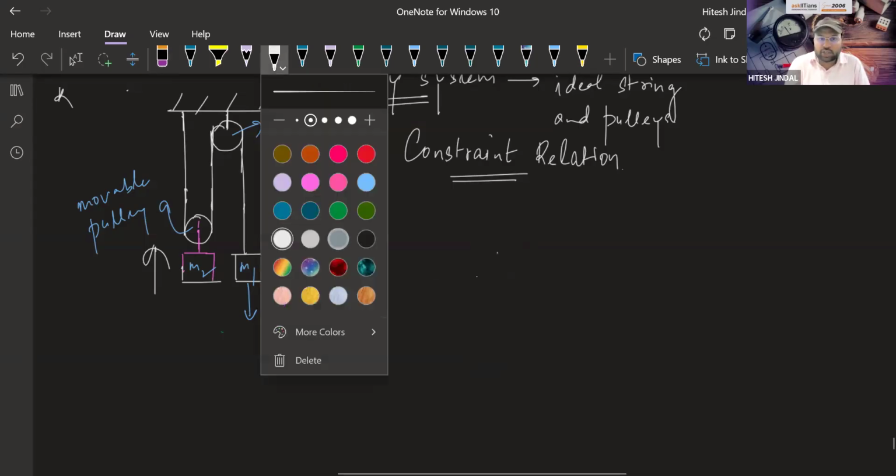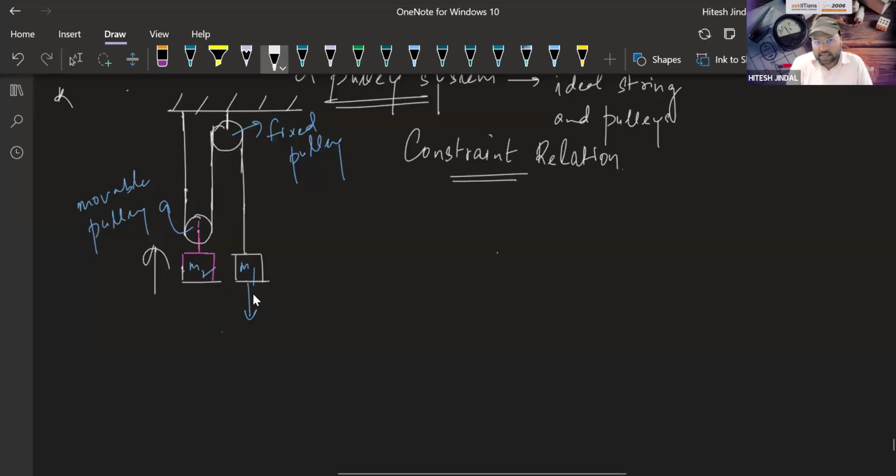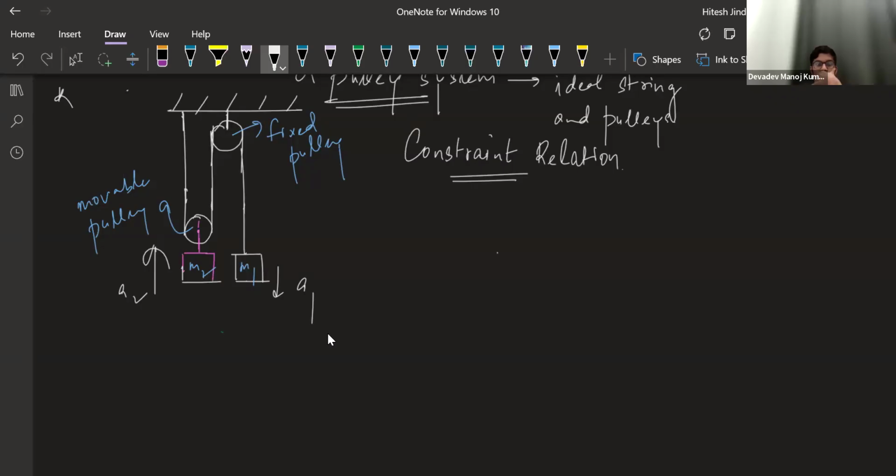Just tell me what is the relationship between this acceleration and this acceleration. If the acceleration of m1 is a1 and the acceleration of m2 is a2, what do you think is the relation between a1 and a2? Are they the same? But in the previous case, we had the length to be the same. Yes, sir. Here also it's the same, so it should be the same. No, sir, it won't. It would not be the same.